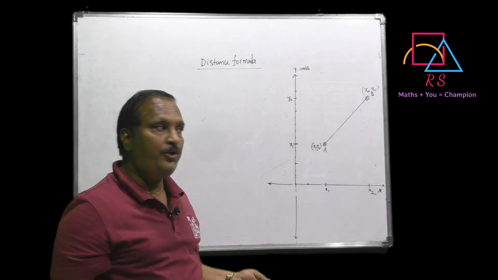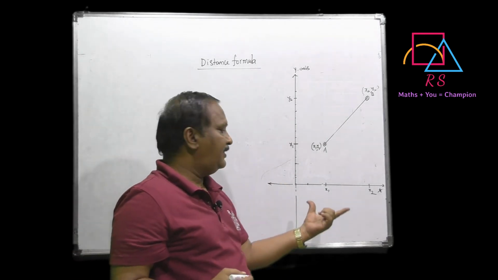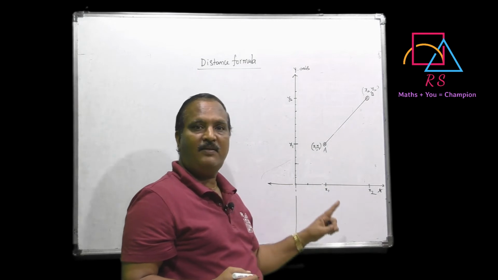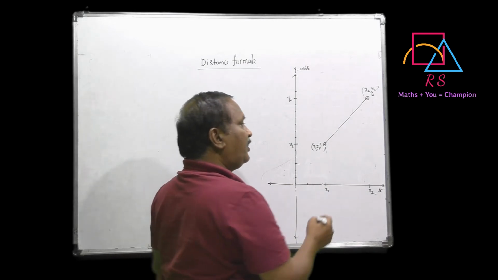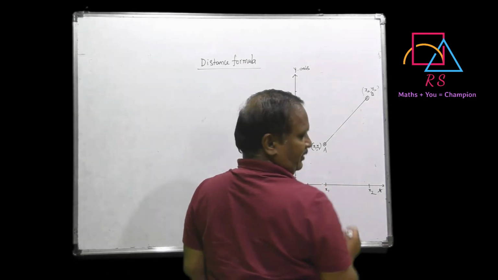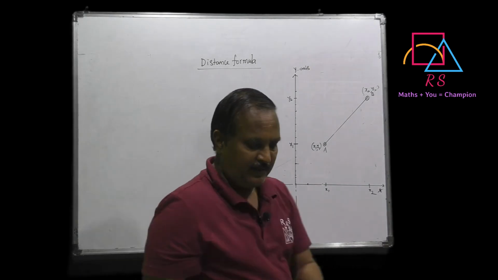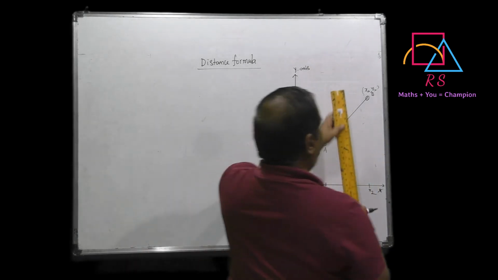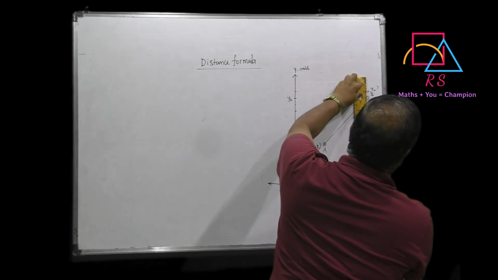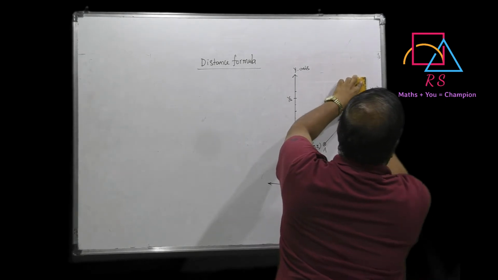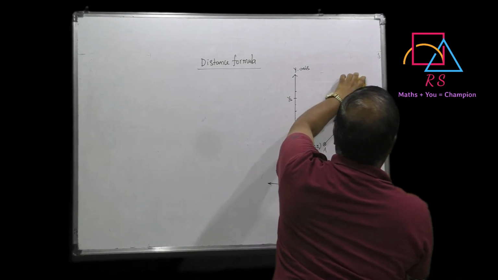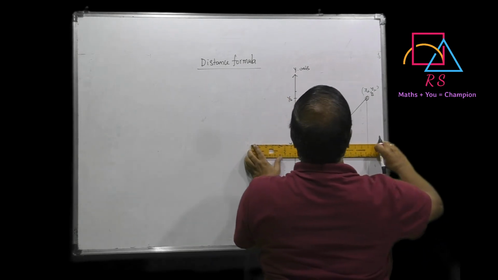As I already told you, you will know only the horizontal distances and the vertical distances. So now if you make a triangle, a right triangle using this, what I will do, I will just draw a line here and I just draw a line here.